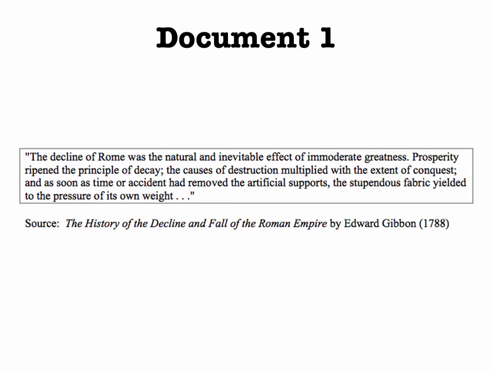The decline of Rome was the natural and inevitable effect of immoderate greatness. Prosperity ripened the principle of decay. The causes of destruction multiplied with the extent of conquest. And as soon as time or accident had removed the artificial supports, the stupendous fabric yielded to the pressure of its own weight.